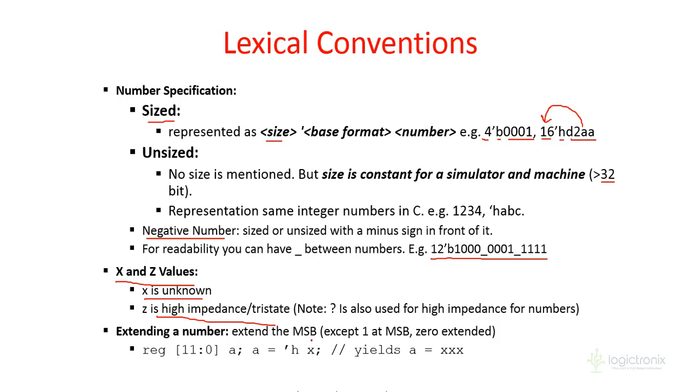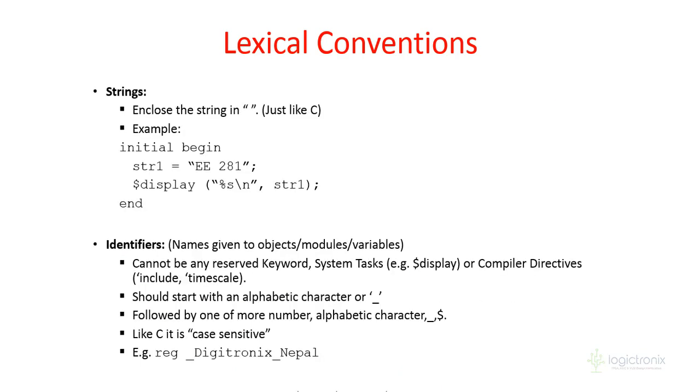Then, extending a number. If we want to extend any number, here is an example. We have register A, and A is 12-bit. If we want to place a 12-bit hex value, then we can write it like this. It will give xxx to A. Here x stands for a hex undefined or unknown value. So let's go to the next one.